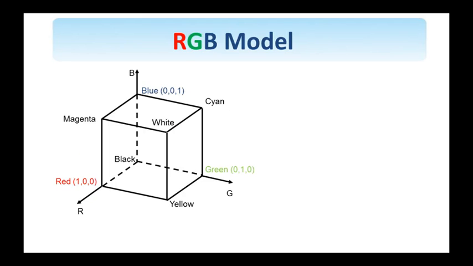The RGB model is based on the Cartesian coordinate system. The RGB primary colors are at these corners, red, green, and blue. The secondary colors are at these other corners, cyan, magenta, yellow. White is at this corner and black at the origin. The points of equal RGB extend from the black point to the white point, so these are the grayscale values of equal RGB.